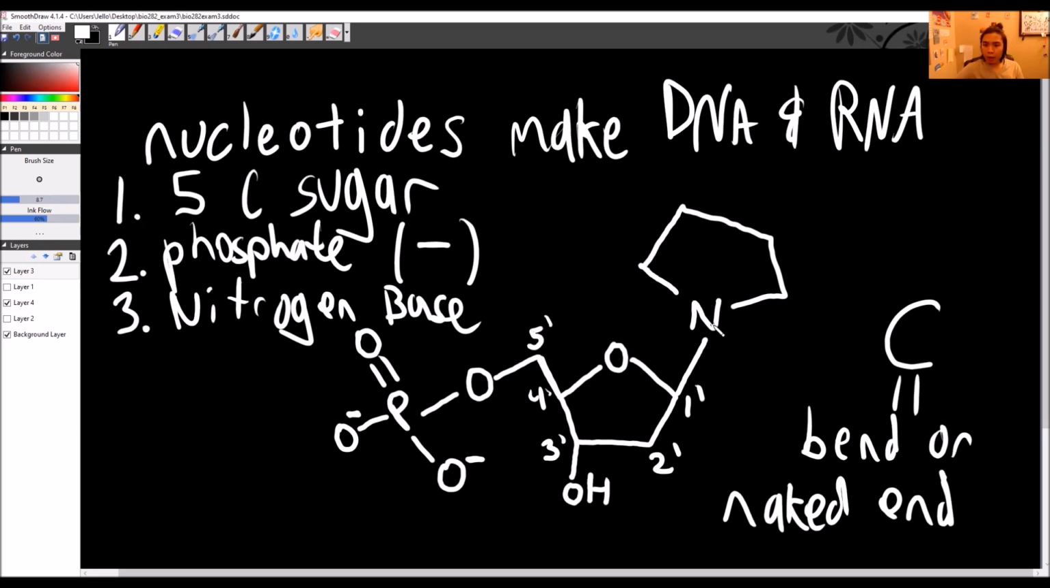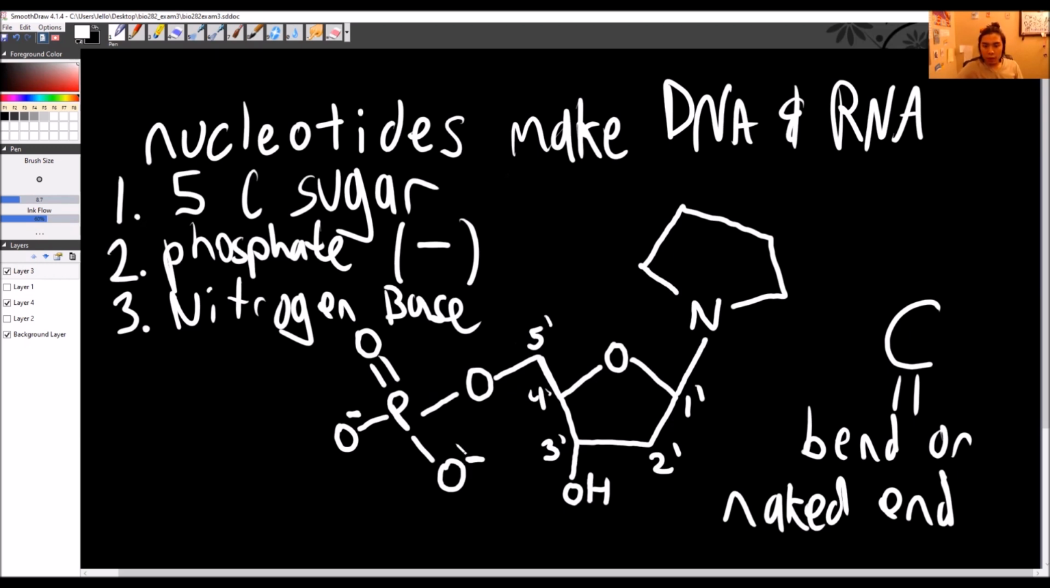Now that we got that out of the way, we want to look at what components are attached to what. Attached to our 1' carbon is our nitrogen base. Attached to our 3' carbon is a hydroxyl group or an OH, and attached to our 5' is a phosphate group. This is important to know because DNA and RNA, which are chains of these nucleotides, have directionality, and this directionality is due to this structure that it has.